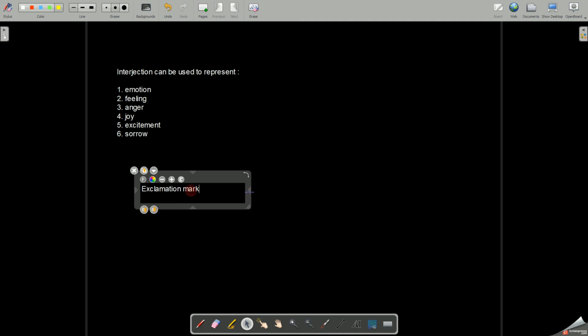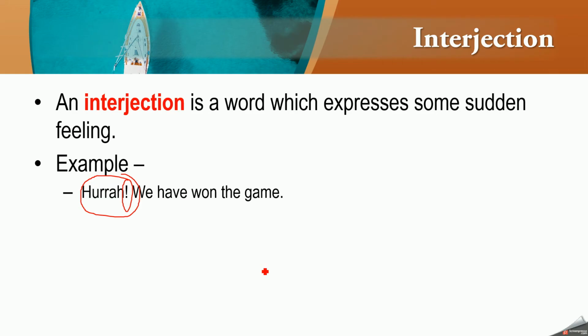Exclamation mark. What is an exclamation mark? It is something like this. This is an exclamation mark. Alas, she is dead. So over here we are expressing what? Sorrow. In the first one it is excitement, happiness, whereas in the second one it is sorrow.